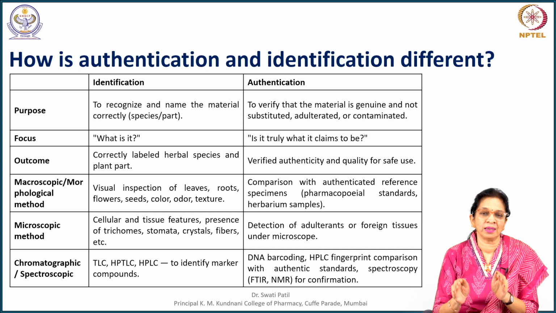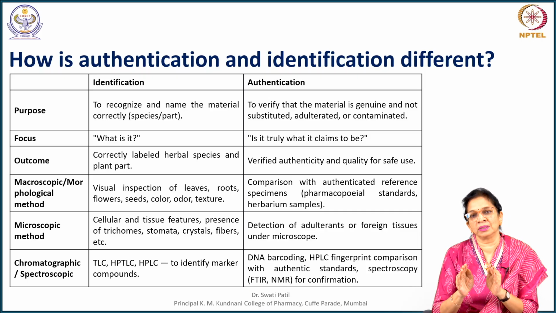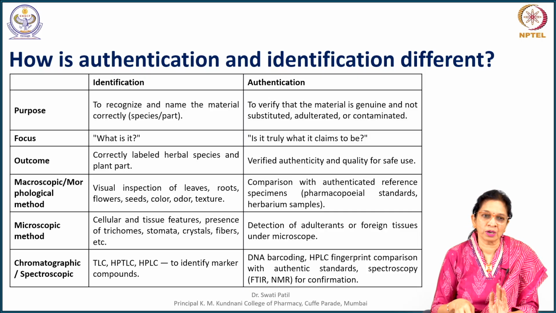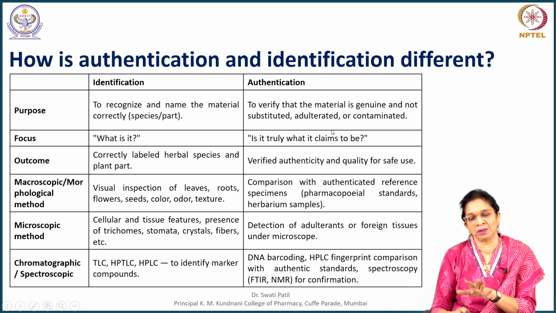So, when we say that a herb is authenticated, it should be put on paper with a proper signature saying that so and so drug is authenticated, and an authentication number is given with a certificate. So, the focus for identification is what is it? It may be so and so, whereas in authentication we claim what the drug is to be.